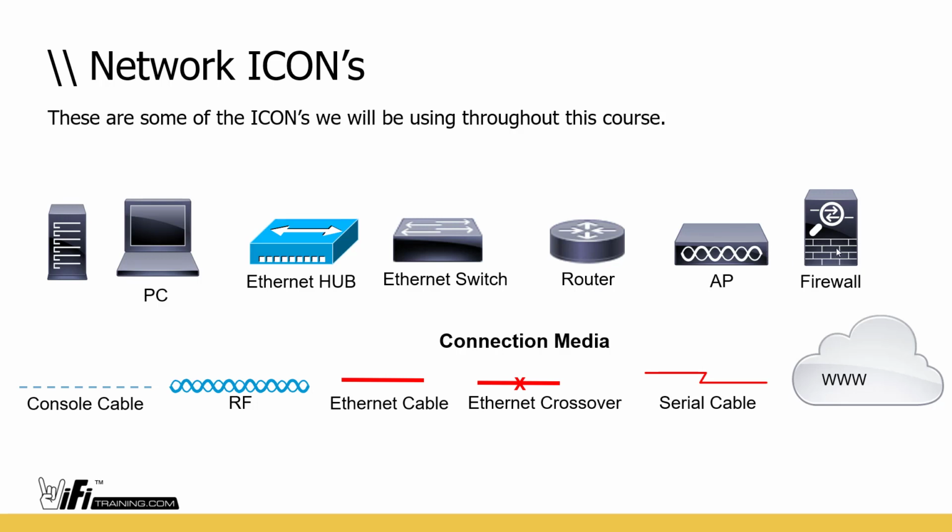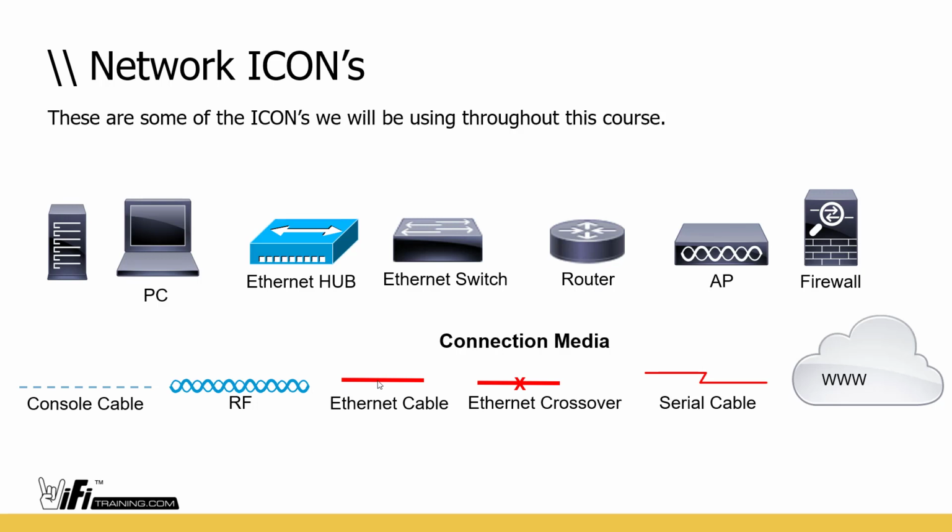This is a firewall, so you notice we put the wall in there, and then we also have the magnifying glass for traffic inspection. Okay. The next one is this dotted line here, or the dash line. That's a console cable connection. Again, the sine waves is an RF type of connection media. So down here, these are all different types of connections that you might see used in the topologies.